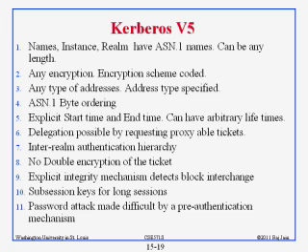Inter-realm authentication hierarchy, and that A trusts B, B trusts C is allowed. So A trusts C. No double encryption of the ticket. So the ticket is kept separate outside of the encryption. Explicit integrity mechanism detects block interchange, so that PCBC was fixed. Sub-session keys for long sessions, so you could get keys for a shorter time. And password attack is made difficult by a pre-authentication mechanism. So all of these problems are fixed.